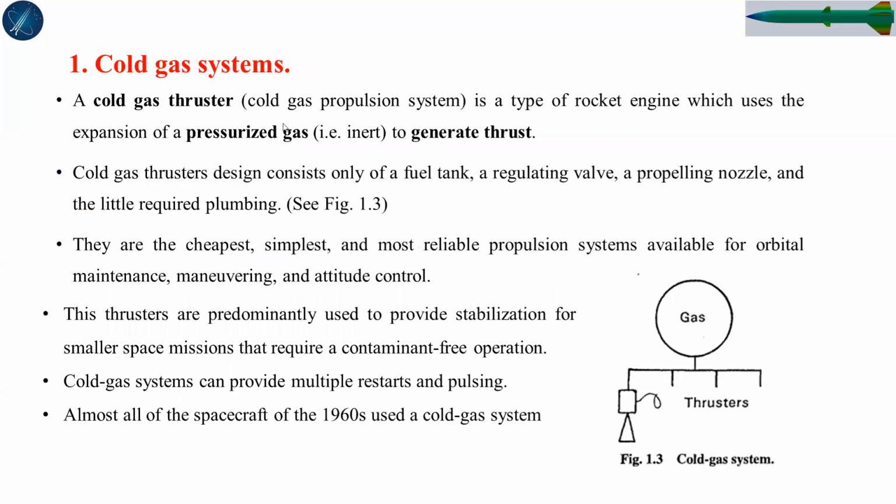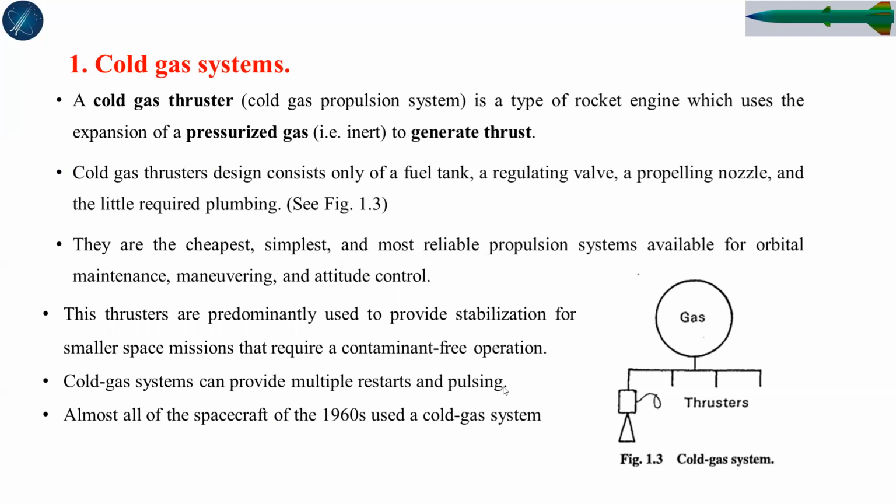Okay, so this is a kind of cold gas system. So it is called cold gas propulsion system. Okay, and another name is cold gas thruster. We call this. Look, there are thrusters here. This is the ignition or the engine system. Okay, we use a gas. The propellant is considered as a gas.